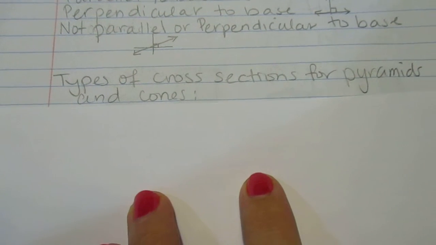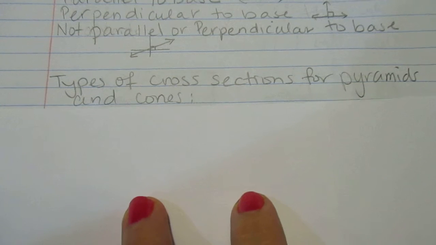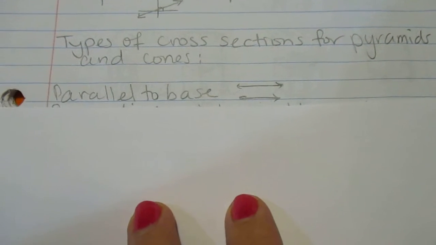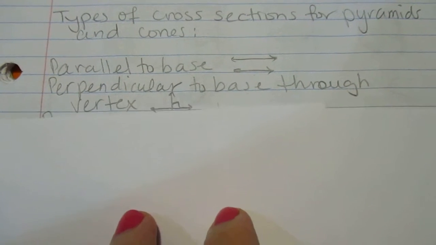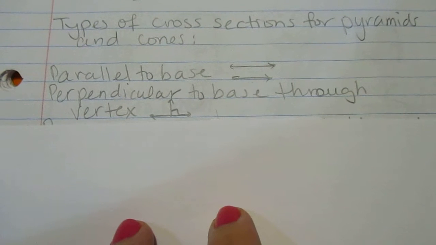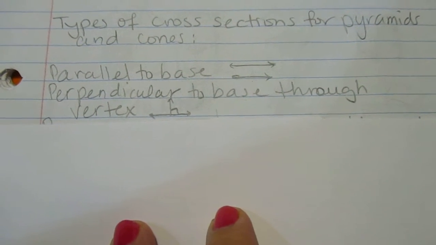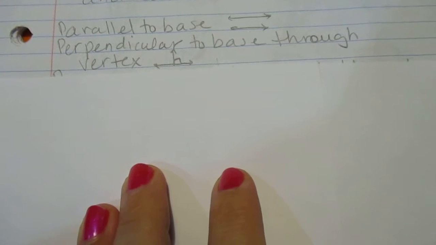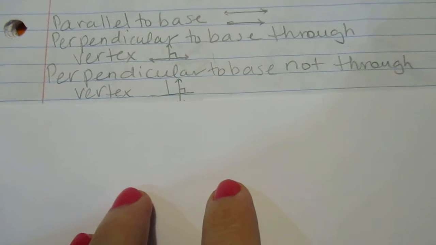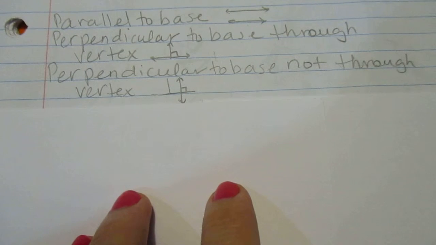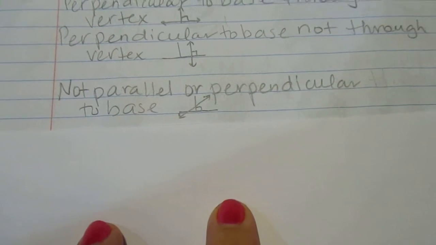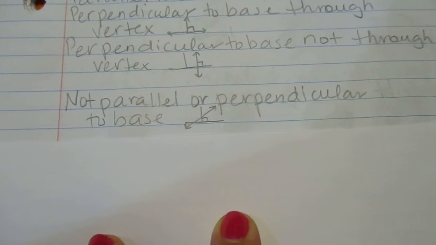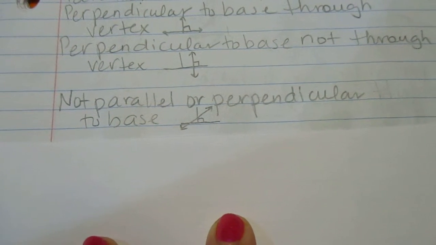We're also going to be looking at cross sections for pyramids and cones. We're going to look at cross sections that are parallel to the base, and cross sections that are perpendicular to the base through the vertex. When we get to this section, I will review what the vertex is for those of you who don't remember. We're also going to look at perpendicular to the base, not through the vertex, so sort of off center, but still 90 degrees to the base. And finally, we're going to look at cross sections made by slicing not parallel or perpendicular to the base.